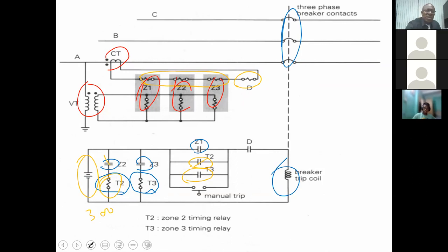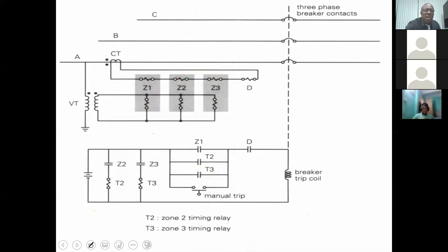So you always make the distinction in these diagrams between the coil and the contact. The T2 timer has a contact. Those are where the contacts are. This is coming straight from the relay. If the fault is on zone 1, this closes and this is energized with this deliberate timer delay. All right.